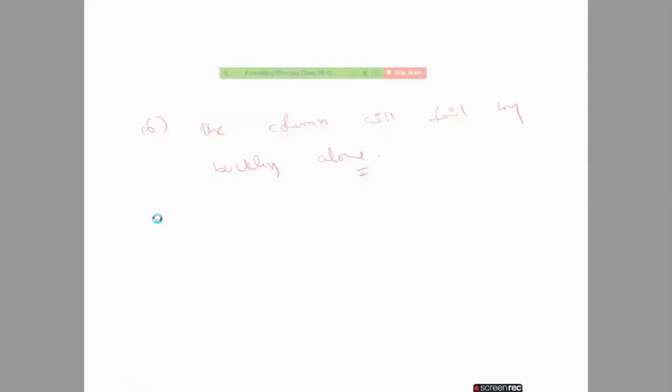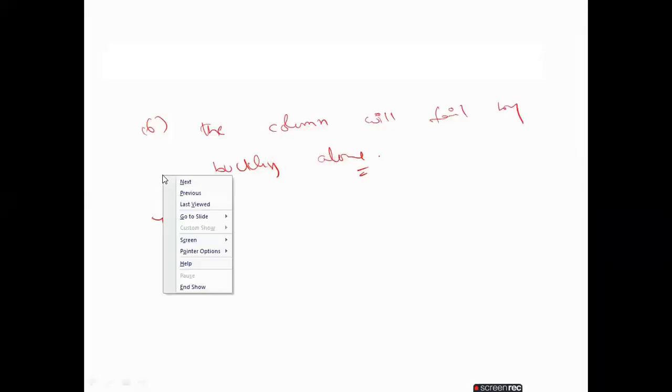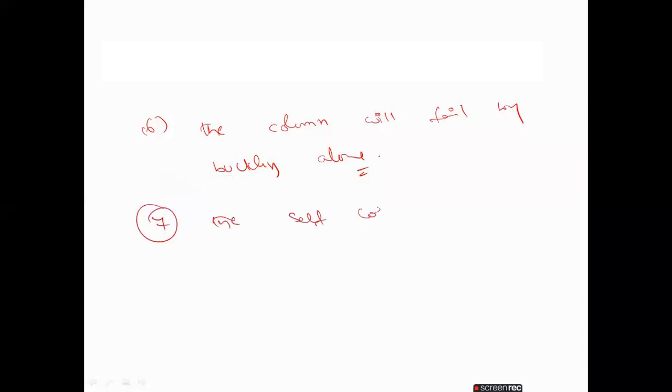There is a last assumption here. The seventh assumption, the self weight of the column is negligible. So these are the 7 assumptions made in the Euler's column theory.